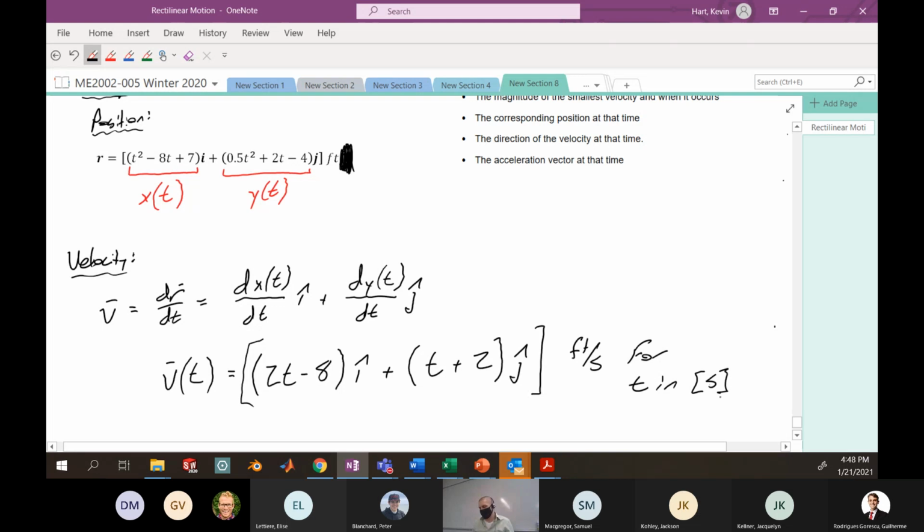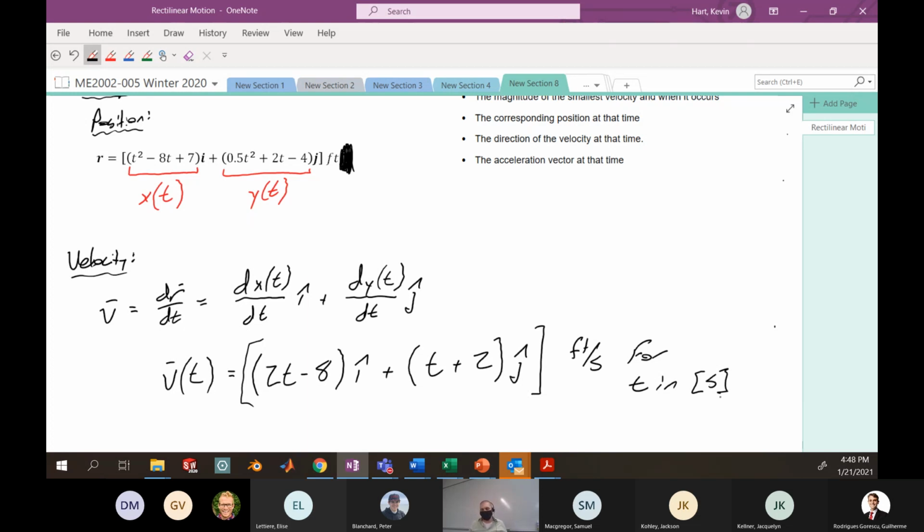So this is generally my expression of the velocity. But what I'm asked in the problem is the magnitude of the smallest velocity and where it occurs. Damn, it got complicated already. All right, so I'm interested in determining where the magnitude is the smallest.